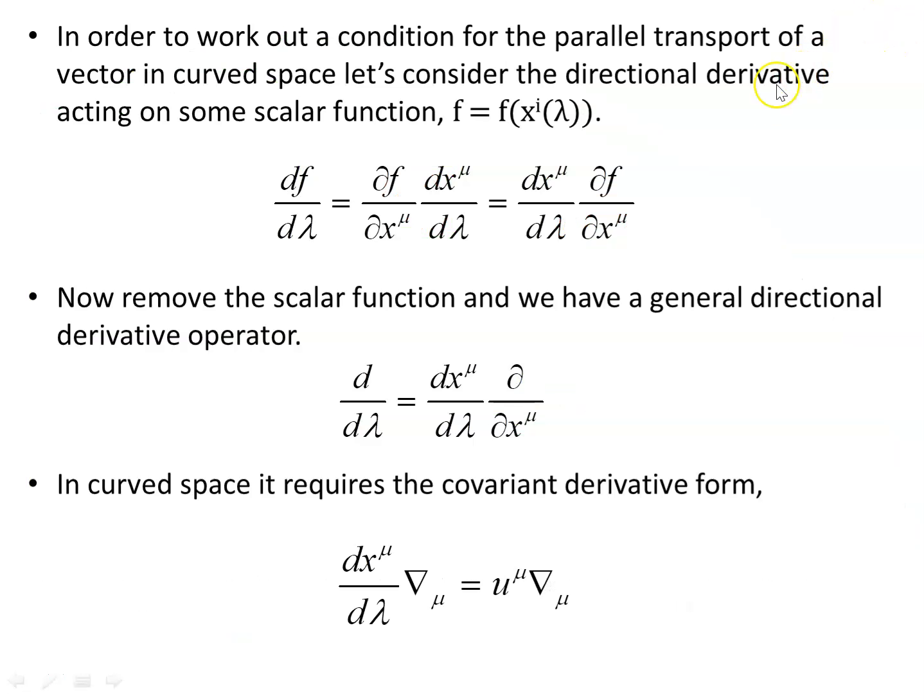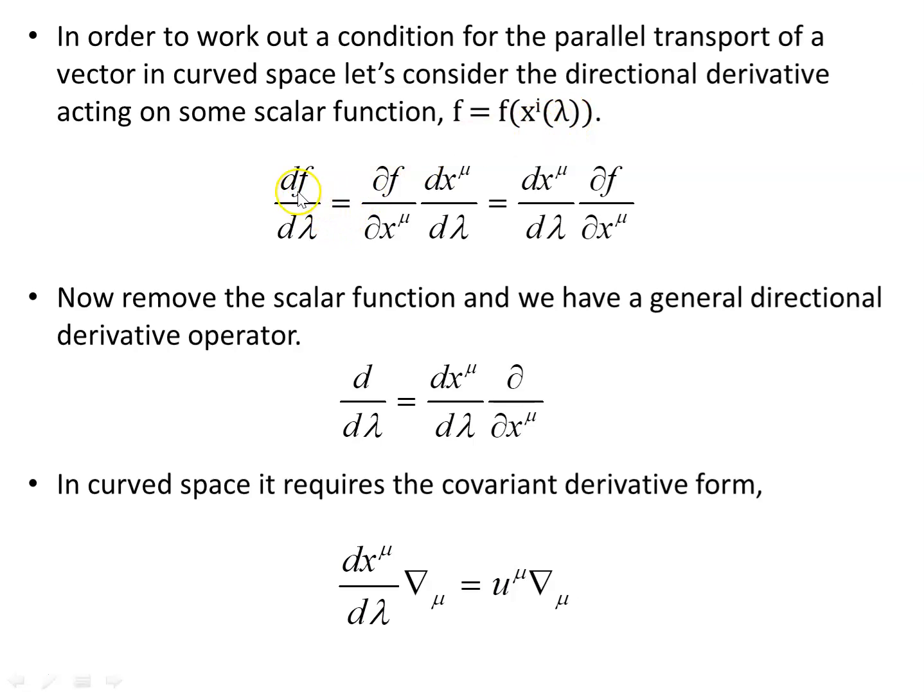All right, so in order to work out a condition for the parallel transport of a vector in curved space, let's just consider the directional derivative acting on some scalar function. So we've got some scalar function here. F is made up of f of x of lambda, where the index i could be summed over, from 1 to n, depending on how you want. This scalar function is made up of these things here.